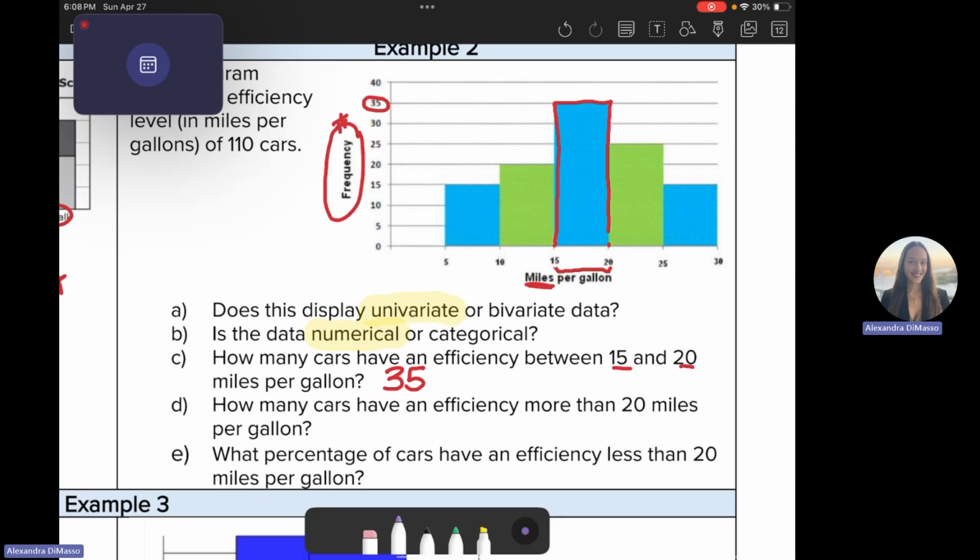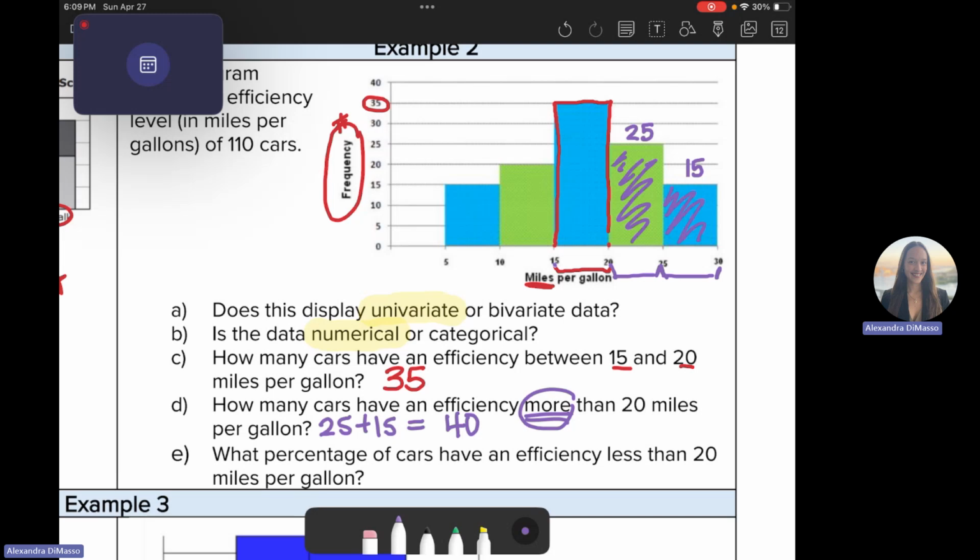Okay. How many cars have an efficiency more than 20 miles per gallon? More than 20. I can't use these numbers here, right? Between 15 and 20, what I just did, because this is asking me for more than 20. So I really want this section here between 20 and 25, and I also want this section here between 25 and 30. This green section, if I come over to the frequency, is 25. My other one, this blue one over here, if I look at the frequency, there's 15 within that range. So how many cars have an efficiency more than 20 miles per gallon? That would be 25 plus 15, which gives me 40. So 40 cars have an efficiency more than 20 miles per gallon.